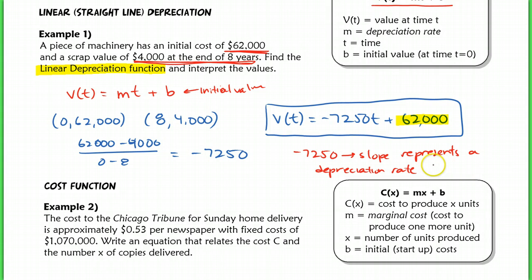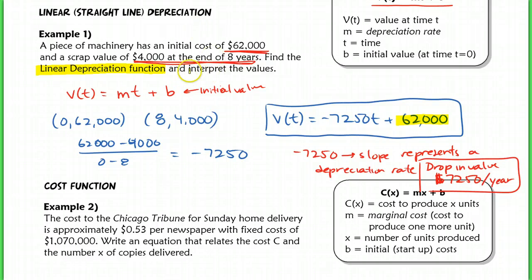So you drop in value $7,250 per year. And actually, I shouldn't have a negative there. Let's just do money, so the units is dollars. So the drop in value of $7,250 a year. So that would be what our slope represents. Okay, so that's what it means by interpreting the values, just knowing what each part of your function represents.